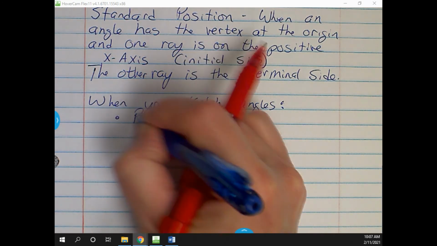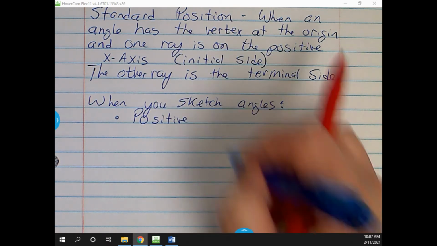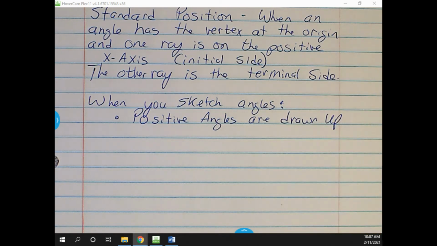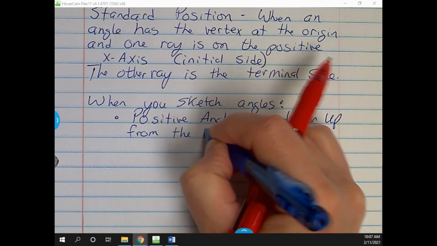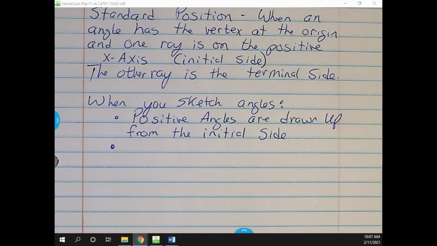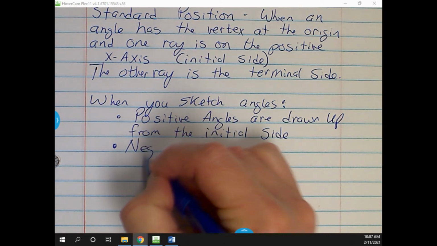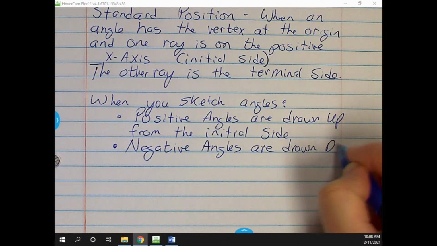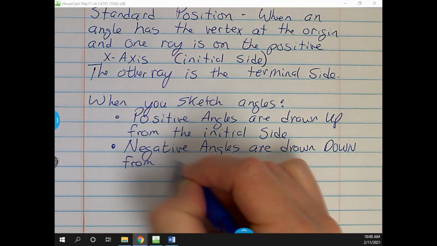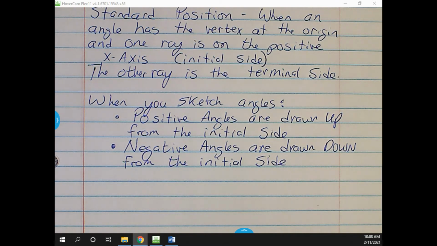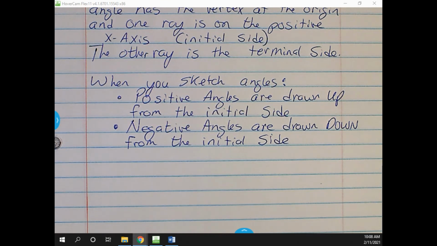The main thing on this one, though, is that you have two different types of angles. They can either be positive or negative. And we'll say that positive angles are drawn up from the initial side. And negative angles are going to be drawn down from the initial side. Okay, and sketch-wise, it's not very complicated. Again, this is not something super elaborate. It's just a basic sketch of what they're going to ask you to do.